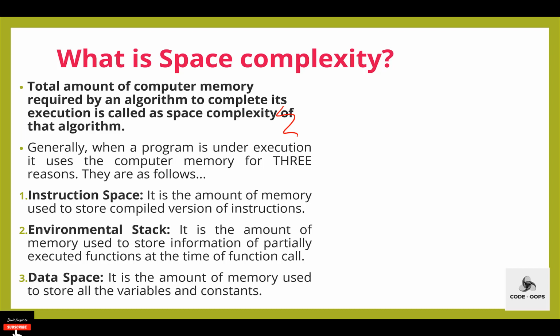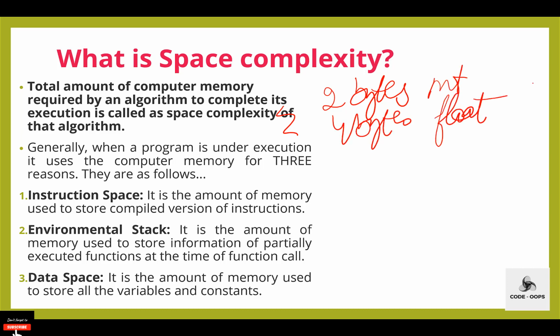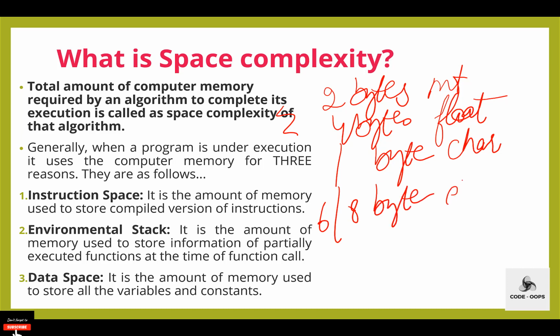To calculate the space complexity, we must know the memory required to store different data type values according to the compiler. For example, the C programming language compiler requires 2 bytes to store integer values, 4 bytes to store floating type values, 1 byte for character values, and 6 or 8 bytes for double.